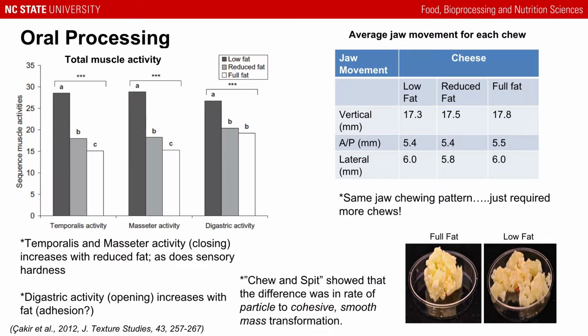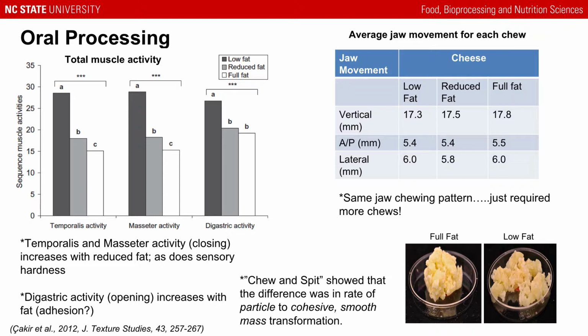So what happens with the low fat versus full fat? Well, just the total muscle activity is a lot more. So right there, your brain is saying this is taking a lot more work for this to be consumed, okay? However, if you look at the jaw movement, the pattern basically didn't change. So it's the same jaw pattern, just required more chews. So your brain's going, well, cheddar cheese should have been done a long time ago. This is not cheddar cheese. There's something wrong with this one. I don't like this pattern.